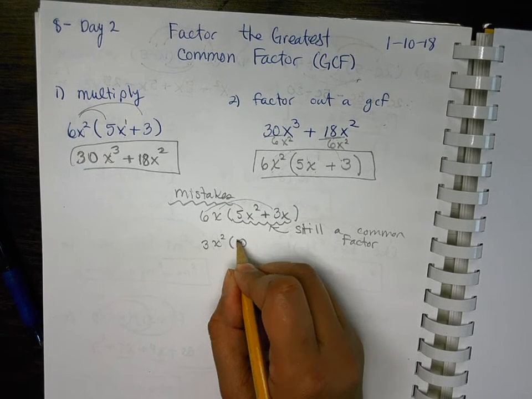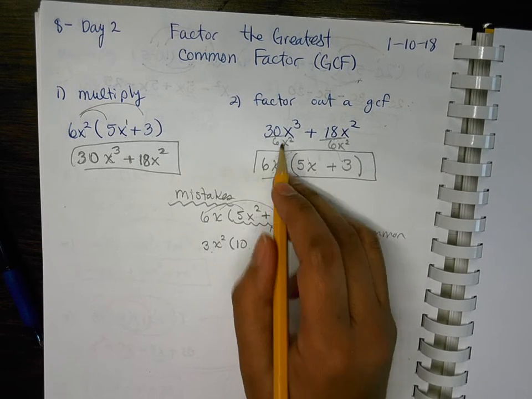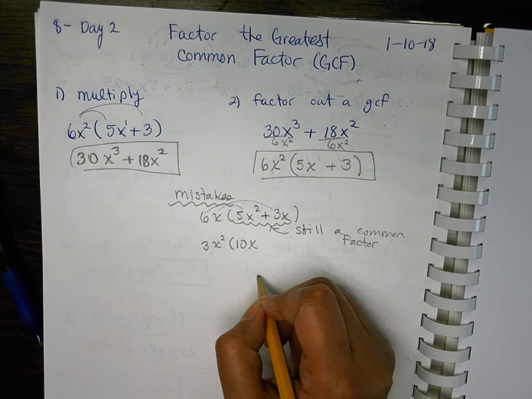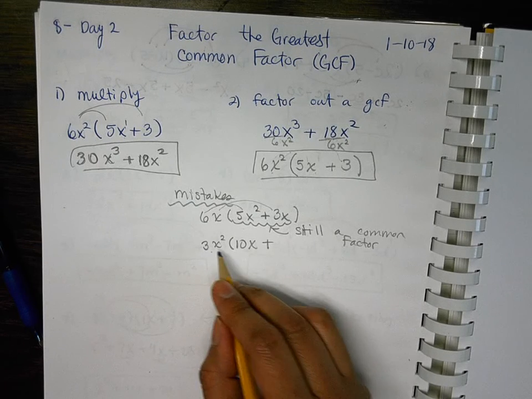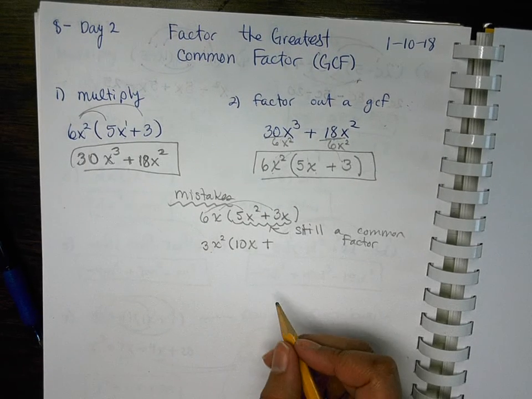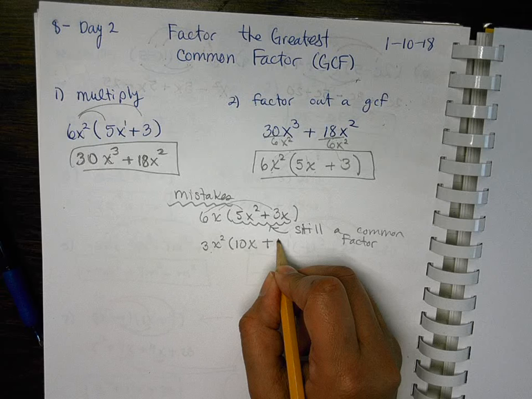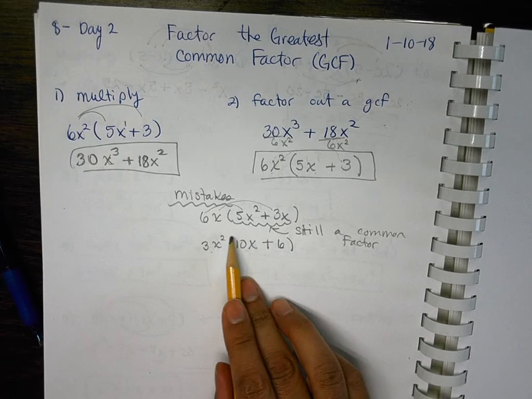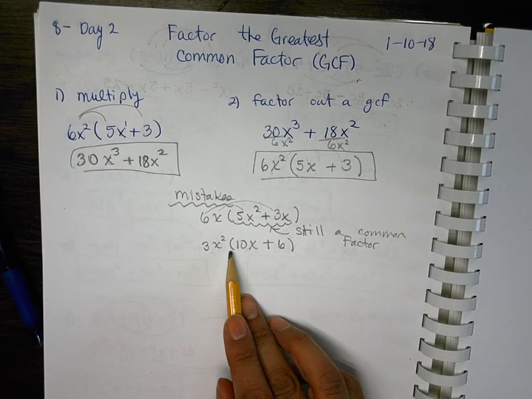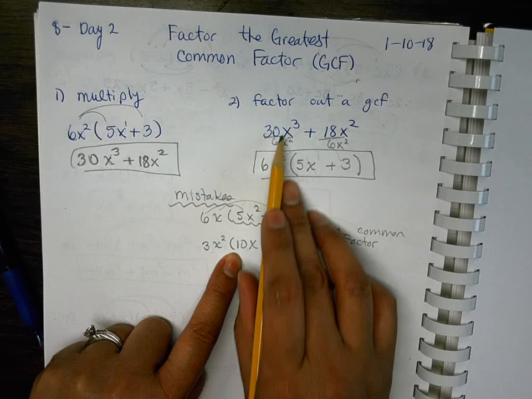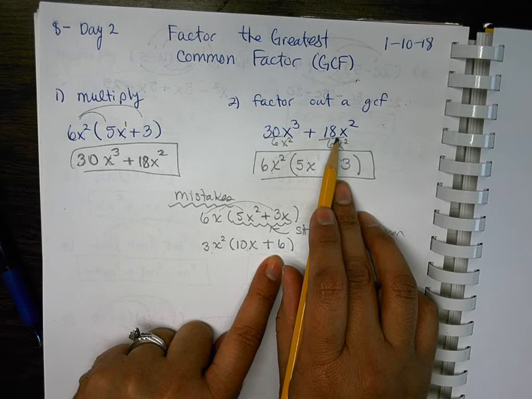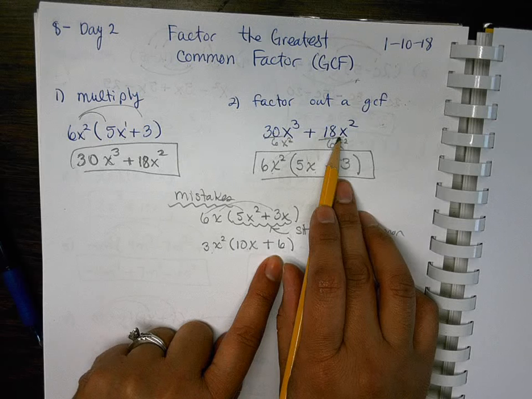10x squared times what is x cubed? x, yes or no? Plus 3x squared times what is 18x squared? 6. Now, does that work? When I distribute 3x squared times 10x, does that give me 30x cubed? Yes. 3x squared times 6, does that give me 18x squared? Yeah. Okay. Why is this one wrong?